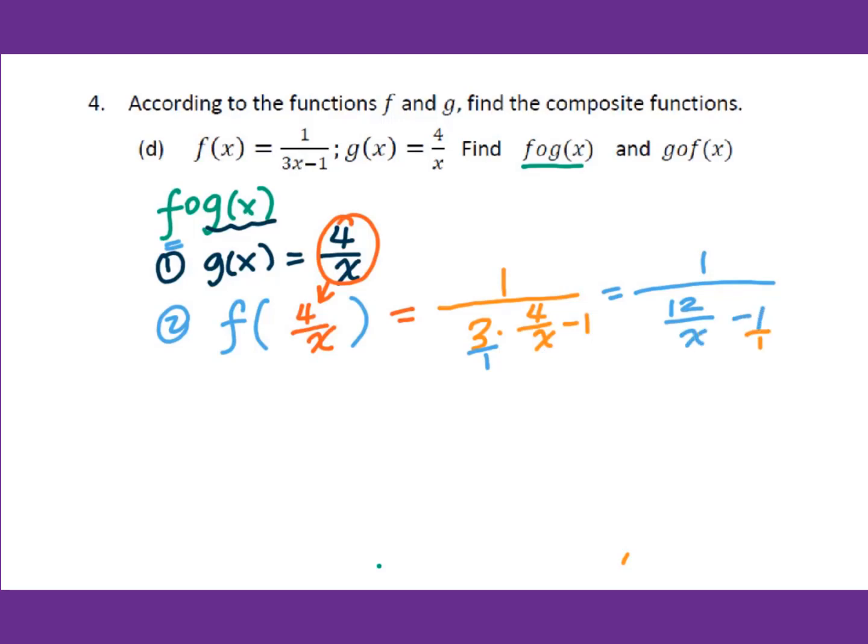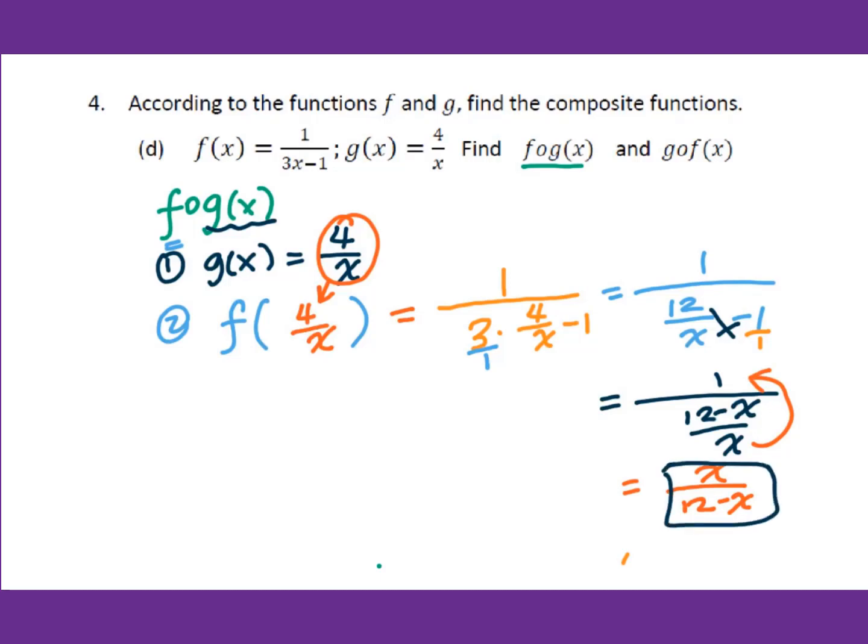Still do the operation of a fraction. Denominator multiply, then cross multiply. So we got denominator x. Cross multiply, 12 times 1 is 12. 1 times negative 1, that's a minus x. Then we do the operation of a complex fraction, denominator jump, you got x over 12 minus x. This will be the final answer for f of g of x.